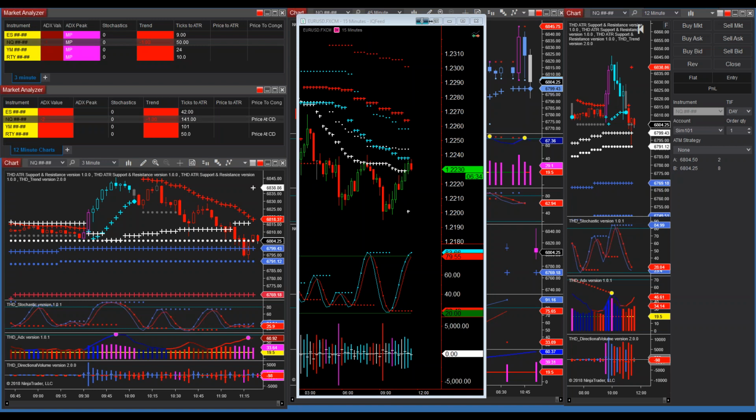And now notice that the euro is overextended to the upside. Notice how it flipped that ATR. This is where you expect it to go up and then come back down. Okay. The question is, how many bars will it take to do this?